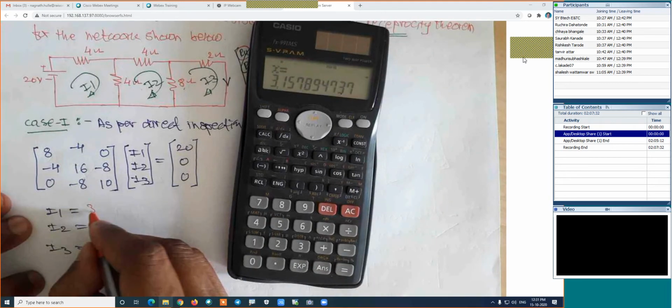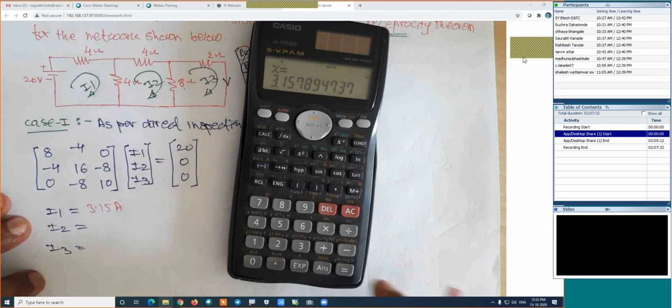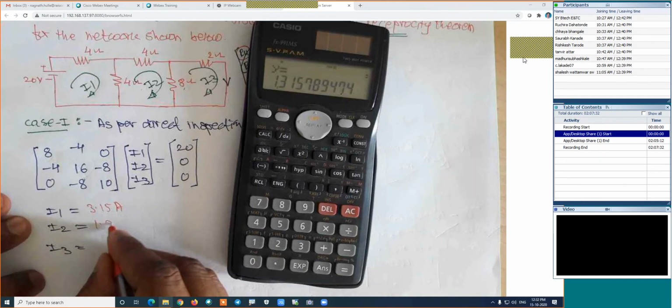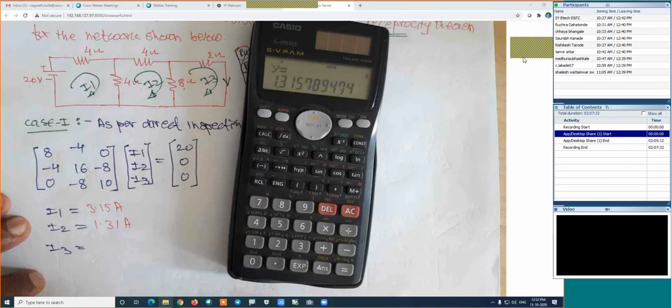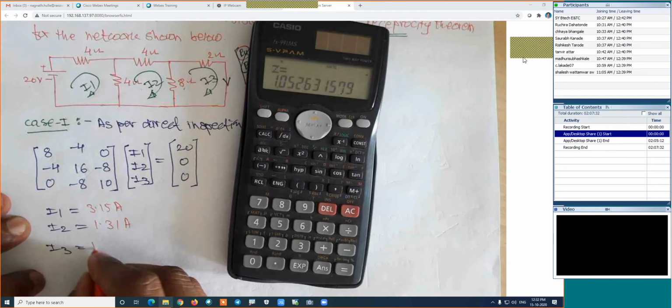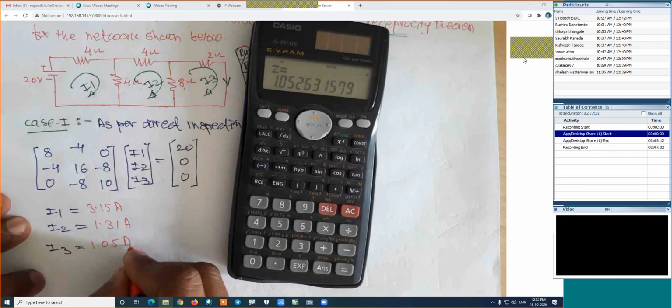Now we have the first answer: 3.15 amperes is the first current, I1. How much is I2? 1.31 amperes is I2. How much is I3? 1.05 amperes is I3.